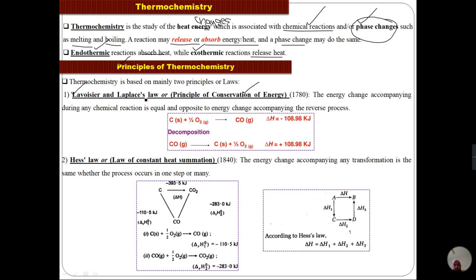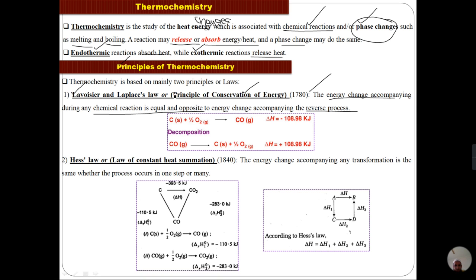First law, the Lavoisier-Laplace law. It says that the energy change accompanying a chemical reaction is equal and opposite to the energy change accompanying the reverse process. Means if you carry out any chemical reaction, A plus B gives C, you make the reactants react and then you get the product. Let us say this process involves either absorption or evolution of heat. Now if you want to decompose your product back to A and B, then you require the same amount of heat but with the opposite sign.